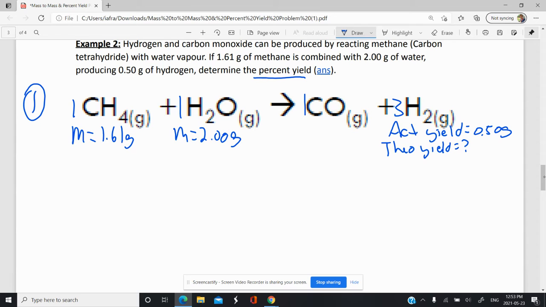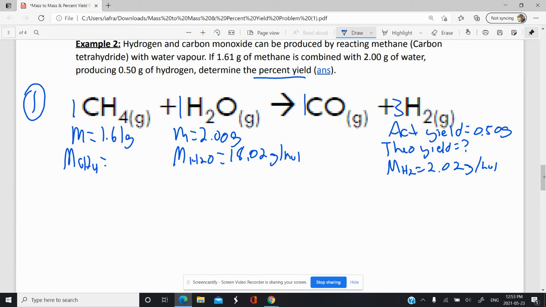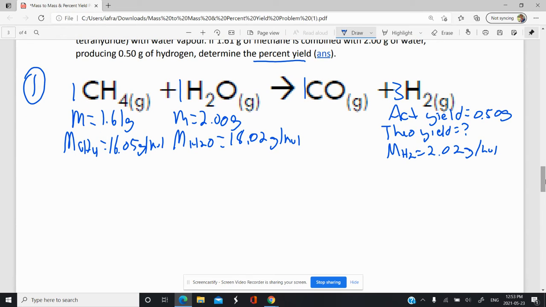So before we do anything, let's write down our molar masses for things. So molar mass for H2 is 2.02 grams per mole. Molar mass for H2O is 18.02 grams per mole. And that's just using the periodic table. And the molar mass of CH4 is 12.01 plus 4.04. We get 16.05 grams per mole, just using the periodic table. And so we need to find the number of moles of each so we can compare them and figure out which one is the LR.